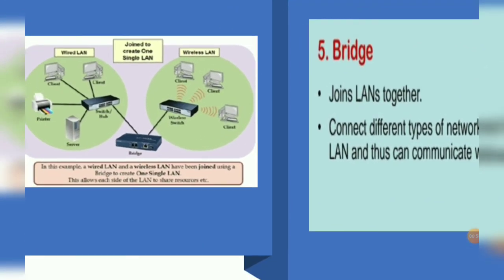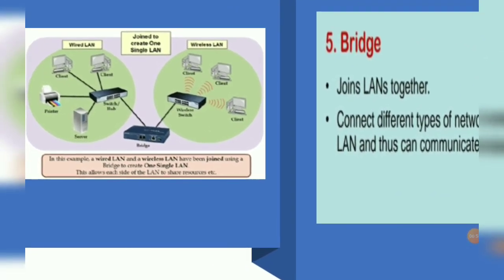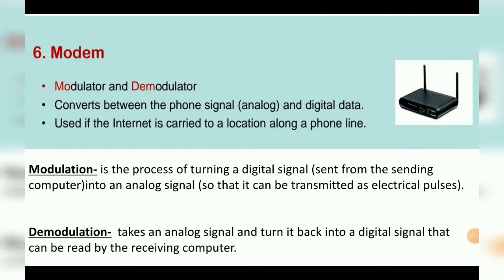So in this diagram you can see a wired LAN. A wired LAN means the computers are connected to the switch or the hub with a wire, and a wireless LAN, that means without wire, is connected together using a bridge, and they both can create a single LAN. So that means this allows us to share resources and data and all.